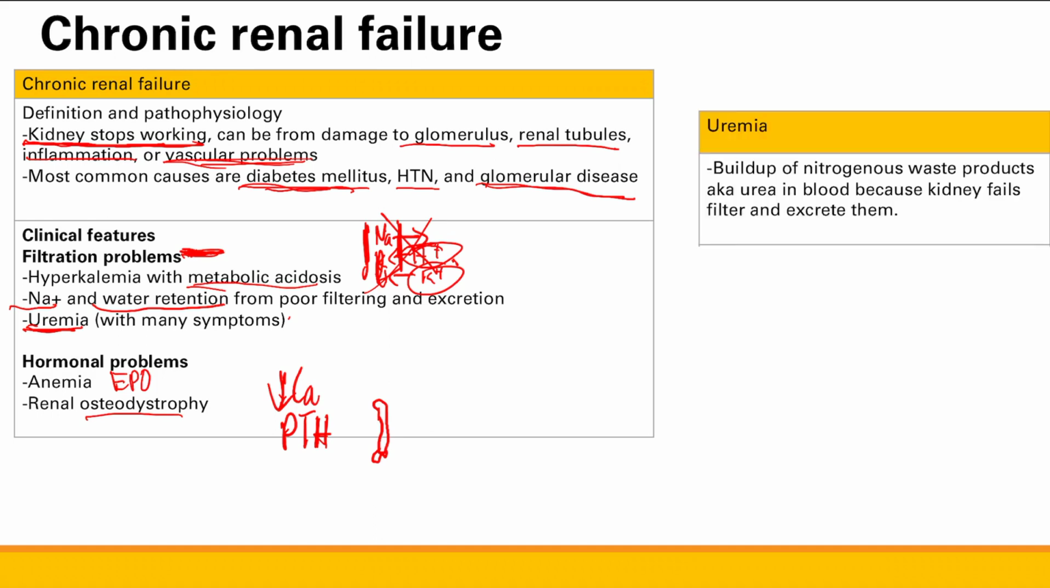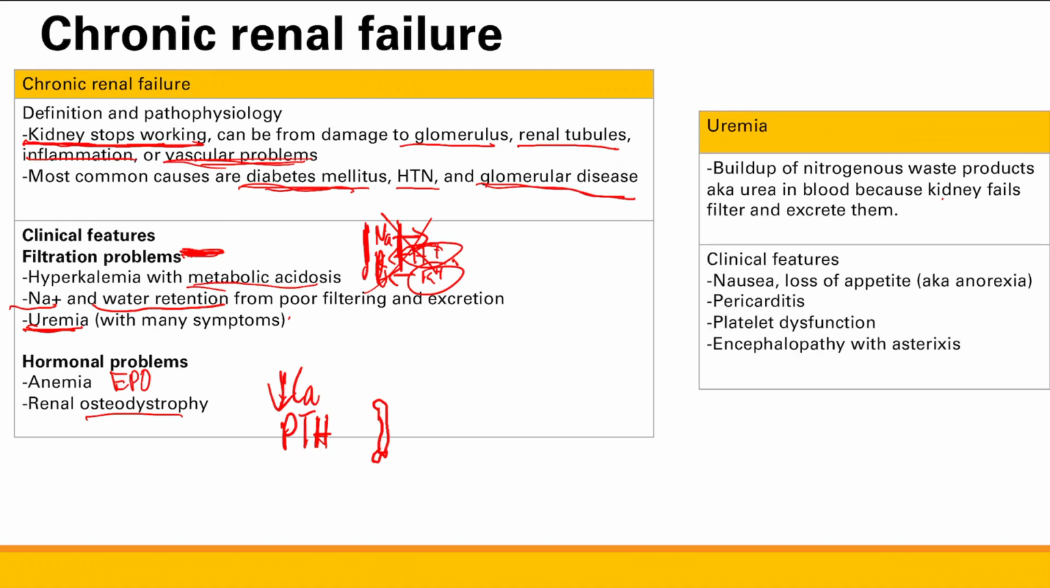Now let's talk about uremia a little bit. This is the buildup of nitrogenous waste products that we can think of interchangeably as urea, because urea is carrying all those nitrogenous waste products. And we build up because the kidney fails to filter and excrete them. And the clinical features are going to be here. So some GI symptoms, nausea, loss of appetite. You just don't feel good when you have a bunch of waste in your body.